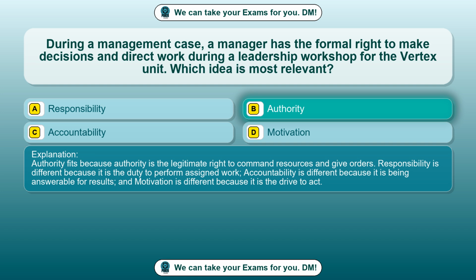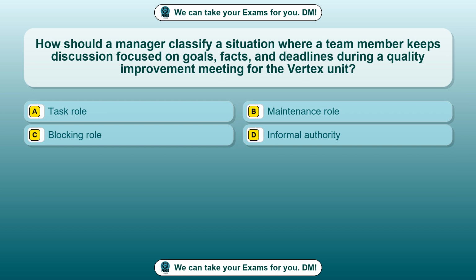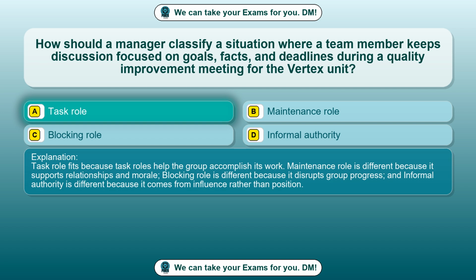Question 13. How should a manager classify a situation where a team member keeps discussion focused on goals, facts, and deadlines during a quality improvement meeting for the Vertex unit? Option A. Task role. Option B. Maintenance role. Option C. Blocking role. Option D. Informal authority. The correct answer is option A. Task role. Task role fits because task roles help the group accomplish its work.